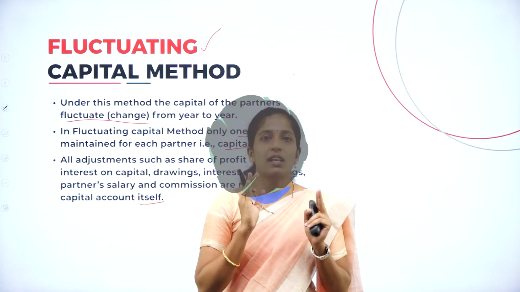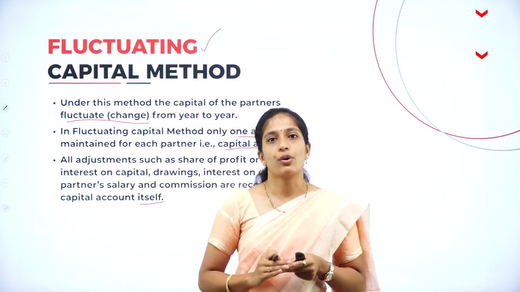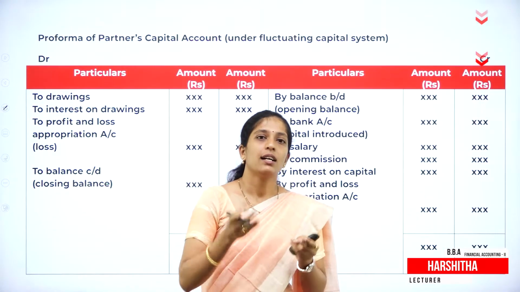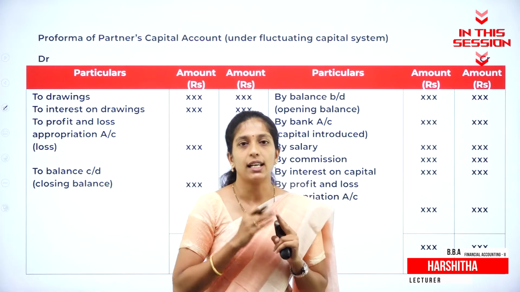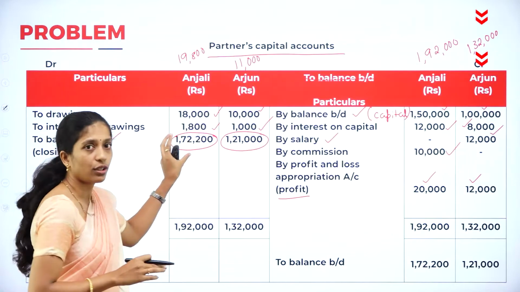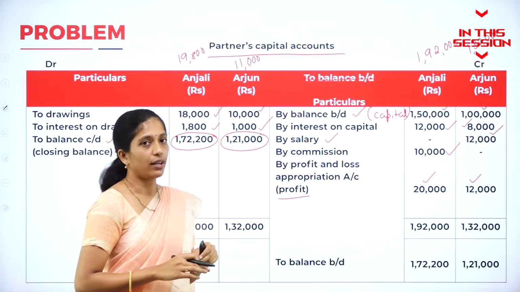Here we are going to maintain only one account and all the items are put together in one account only. You remember, fluctuating capital method is nothing but it keeps on changing year after year. The balance doesn't remain the same. Now, as I told, whatever the amount you have carried down, that amount has to be brought down.